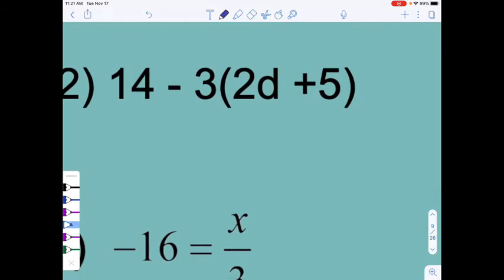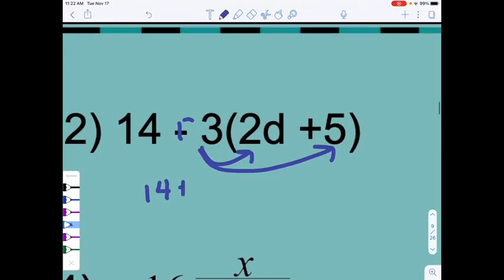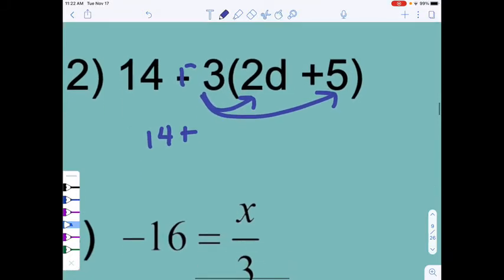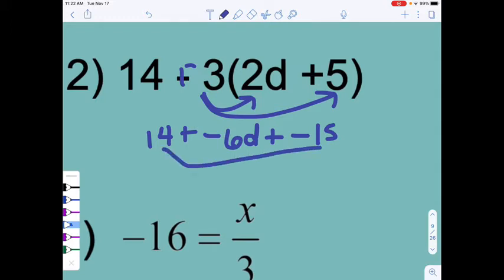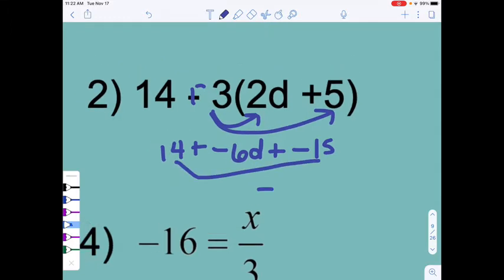Here we have 14 minus 3 times 2d plus 5. I have a minus, so I'm going to add up, change it to plus negative. Then I'm going to distribute that negative 3 to both terms. So I get 14 plus negative 3 times 2d would be negative 6d, plus negative 3 times 5 is negative 15. Now I want to combine like terms. 14 plus negative 15 would be negative 1, and then I always want to put that coefficient and variable first. So negative 6d plus negative 1.